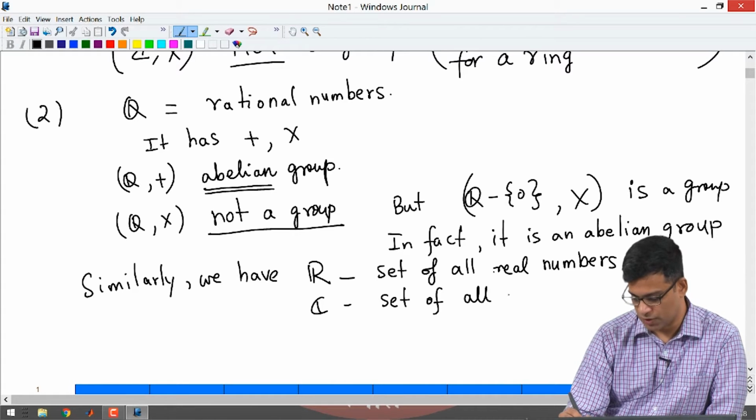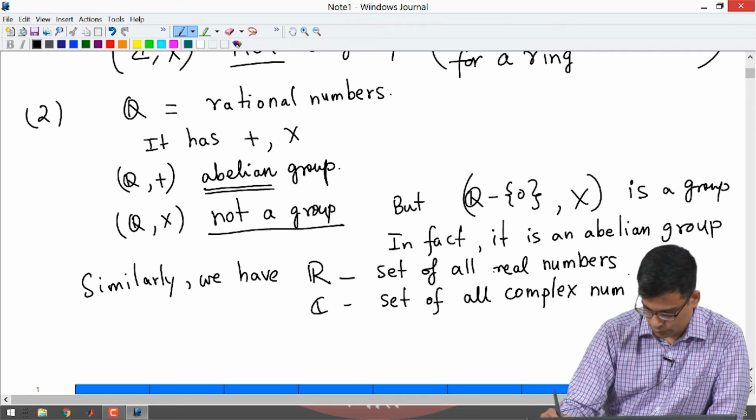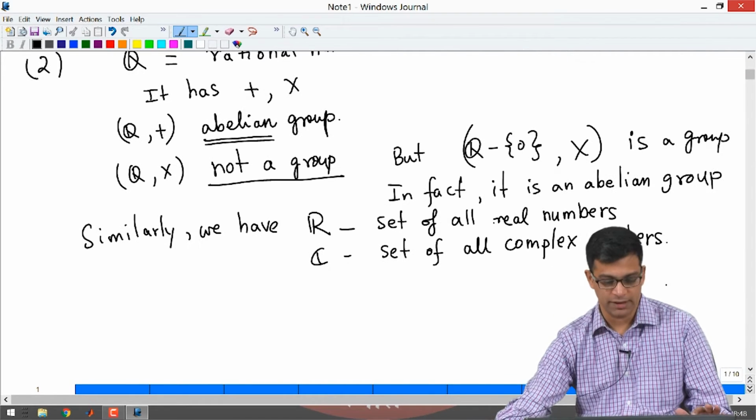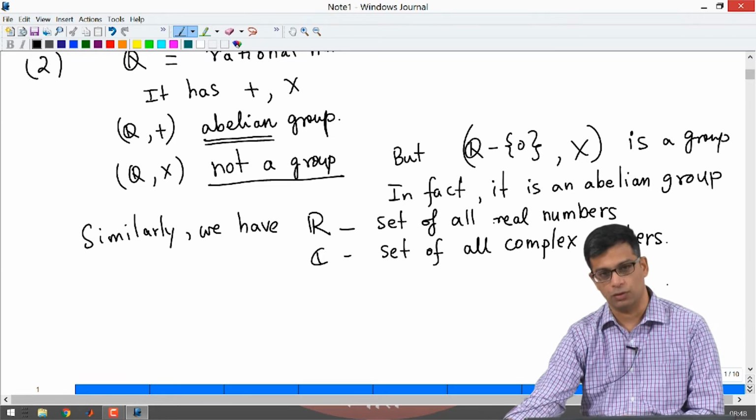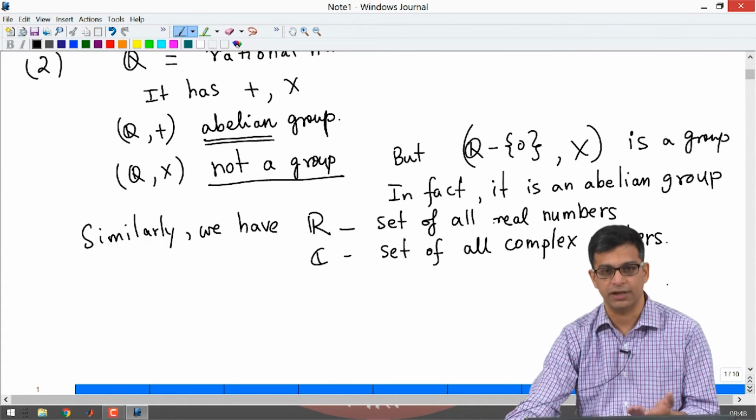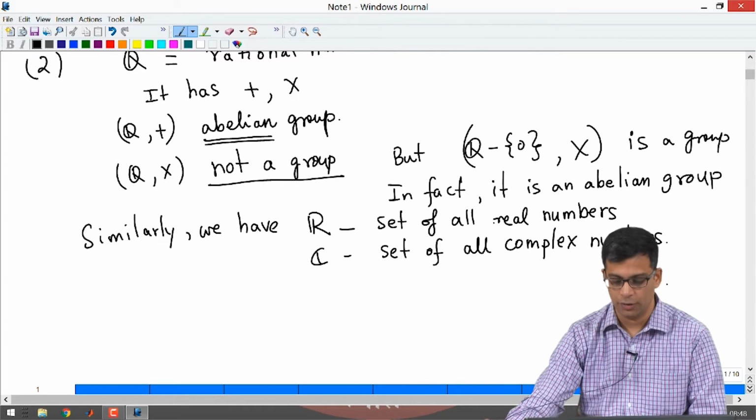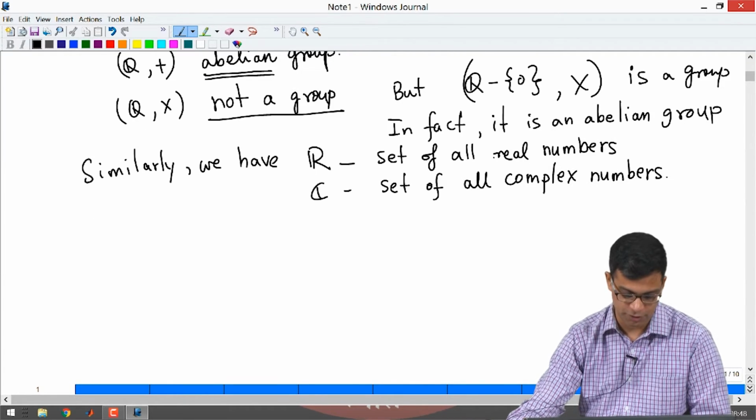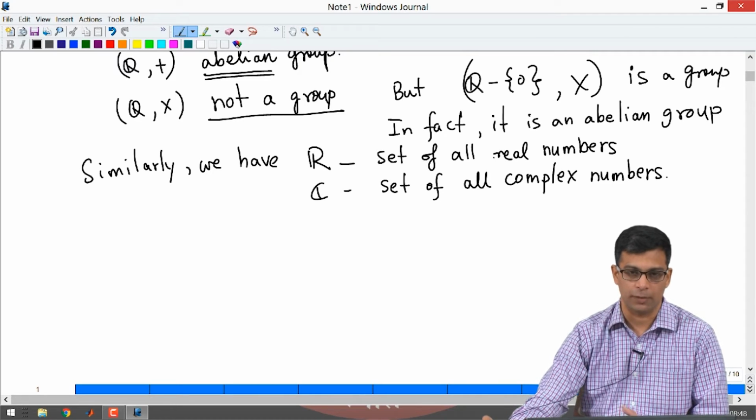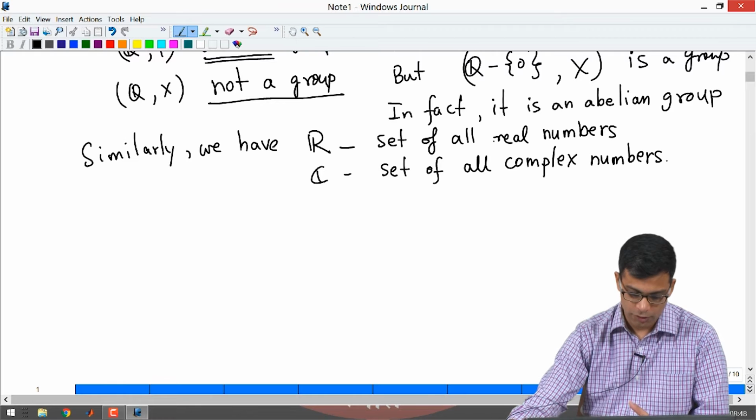C stands for the set of all complex numbers. Okay. So, just like Q, these have also 2 operations, namely addition and multiplication. Under addition they are abelian groups, and once you remove 0 they become abelian groups under multiplication. With 0 certainly you cannot expect them to be groups under multiplication, because 0 does not have an inverse.